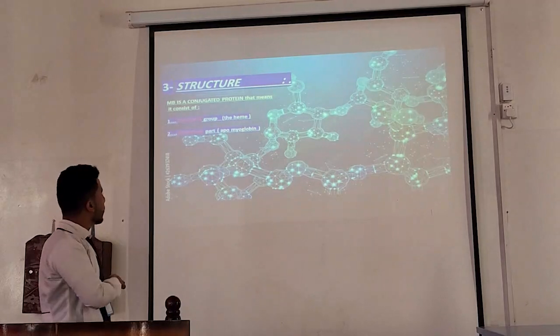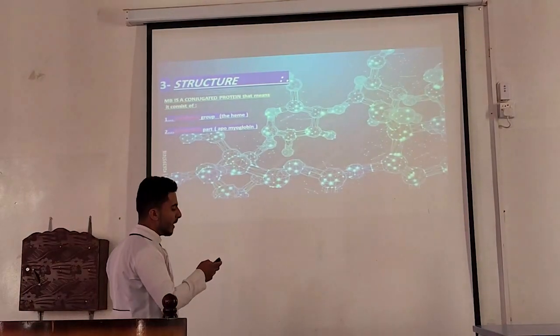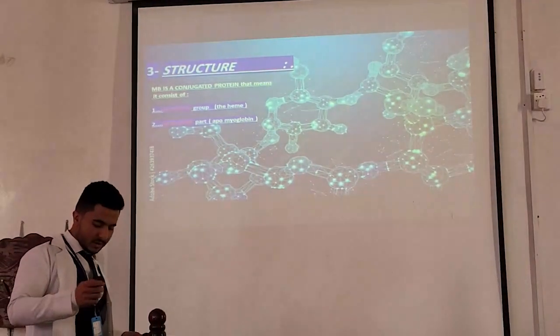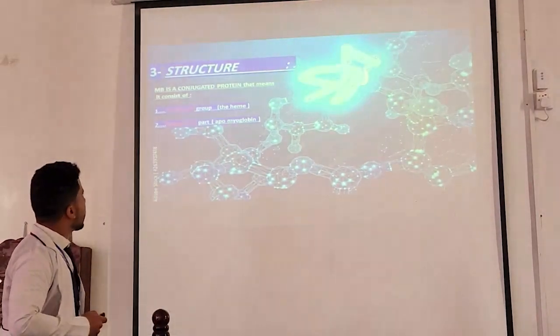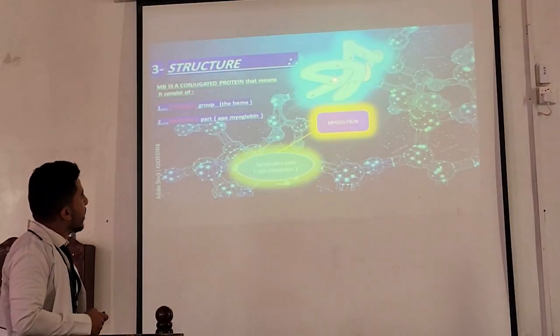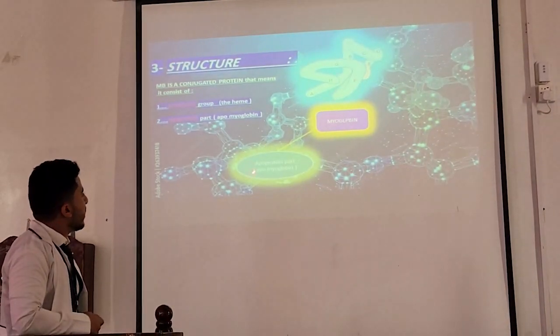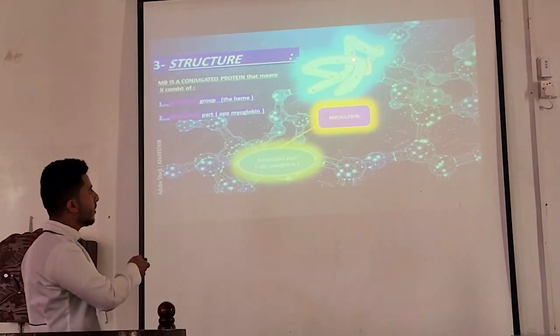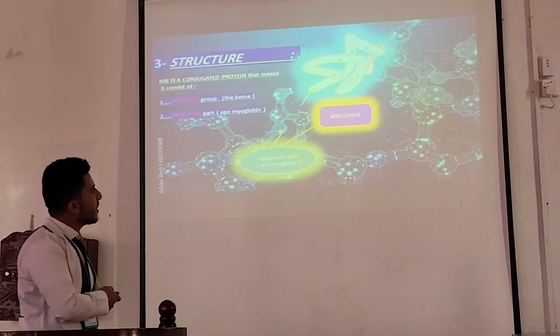Now we will talk about the structure of myoglobin. Myoglobin, as you know, is composed in general of a prosthetic group and an apoprotein part. This is the apoprotein part in the blue color, and we call it the globin, or this is the long polypeptide chain. It is the apoprotein part. And this is the prosthetic group.